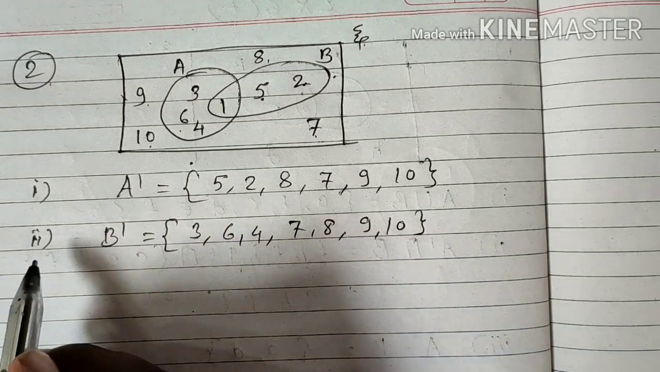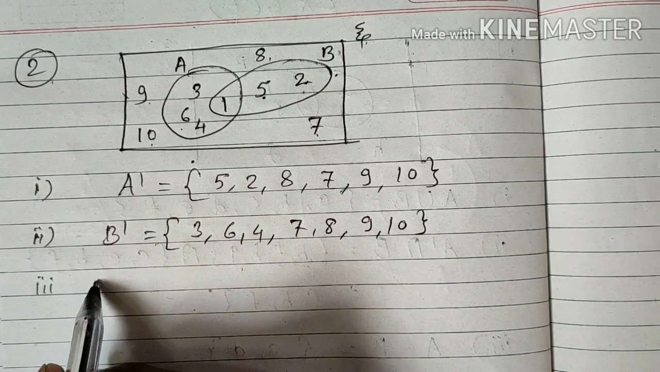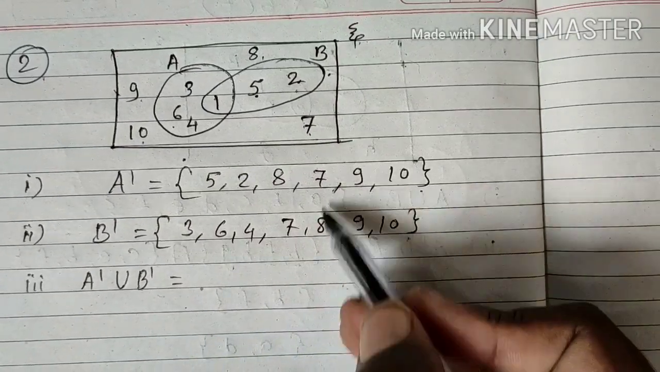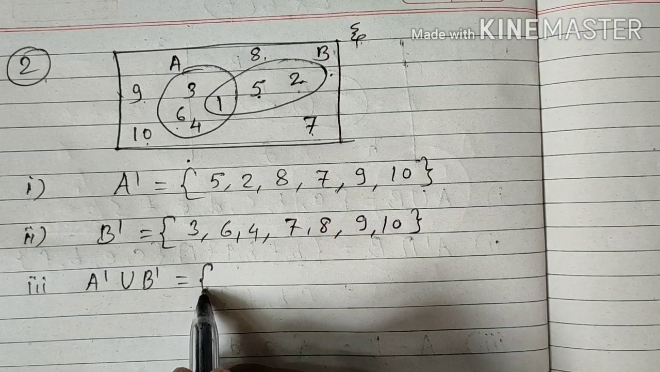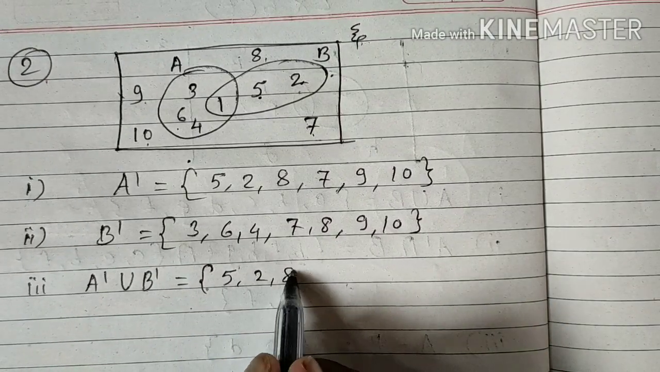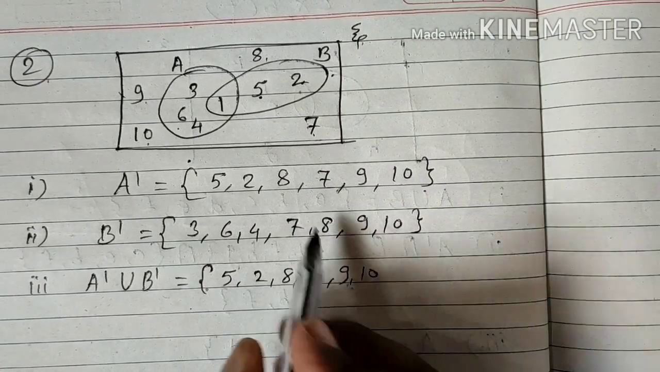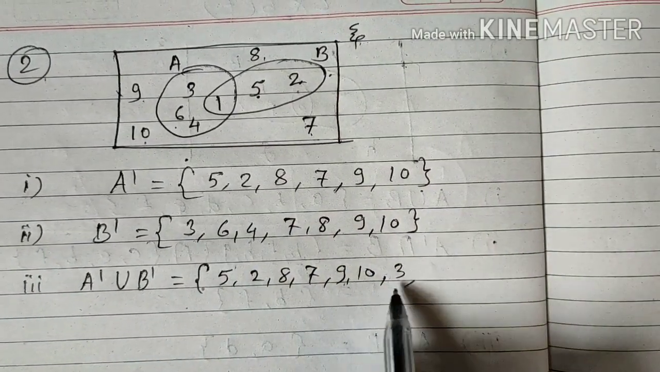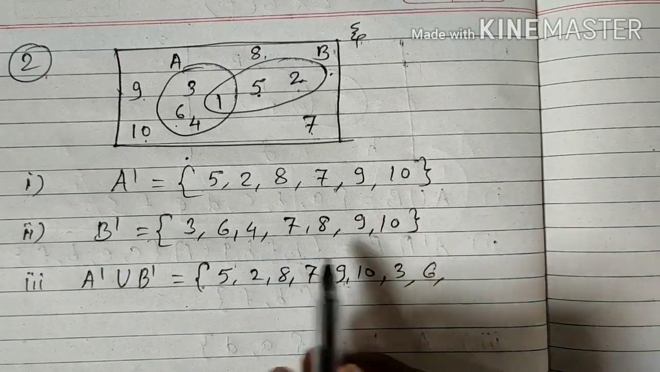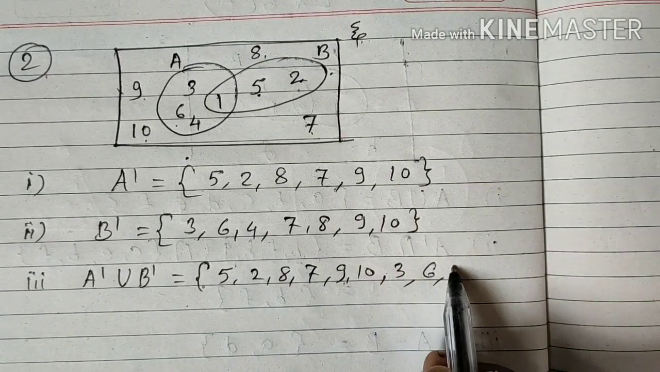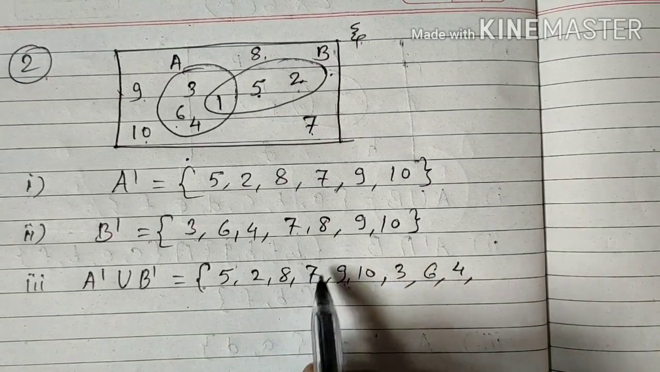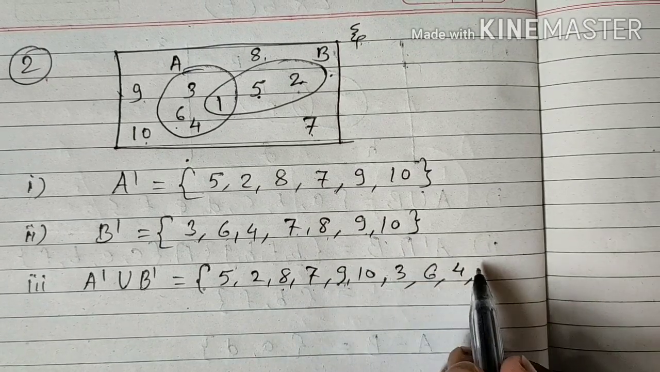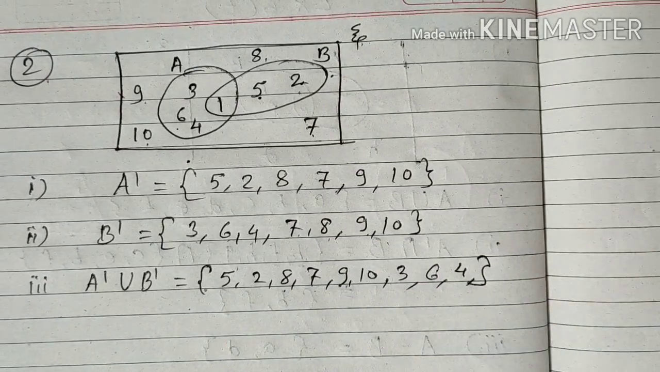Okay, then third, what do we want to write? A complement union with B complement. Make a union of these two. First we will write 5, 2, 8, 7, 9, 10, all the elements of A complement. Then B complement: 3 is not here, so 3, 6, 4 are added, 7, 8, 9 and 10 are already there. No repetition is allowed. Okay.